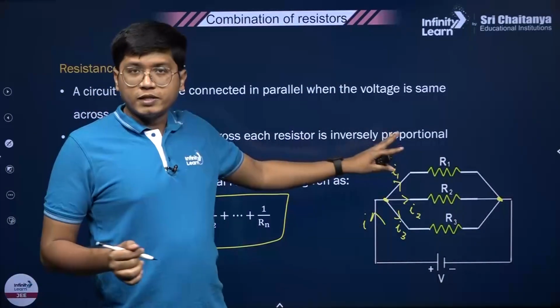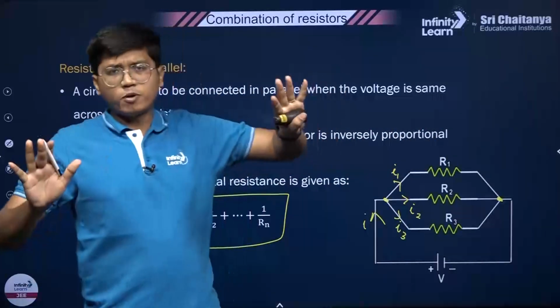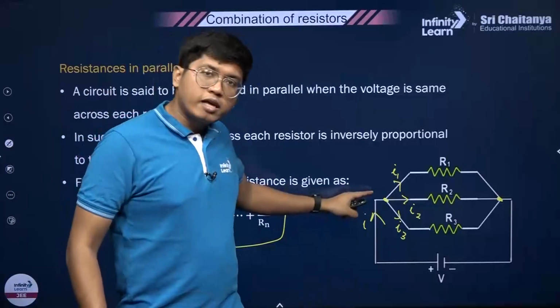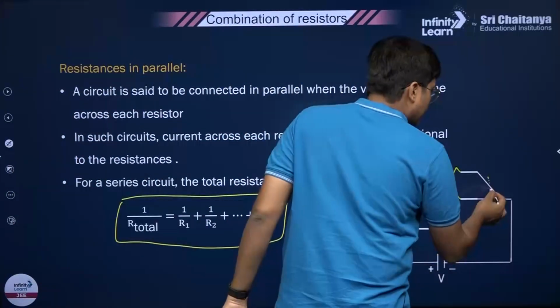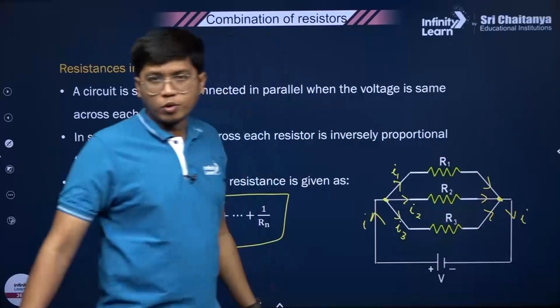Okay, the current splits up because it's like charge. Charge comes in, charge can split up. That's not a problem with charge. Charge can split up, it can recombine. Whatever charge came in might have split up, but later on when they recombine, the same charge and the same current needs to flow out.